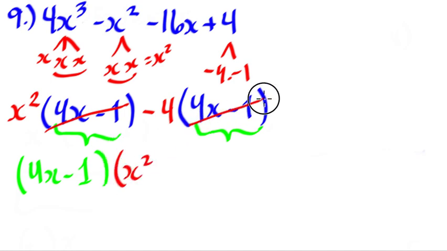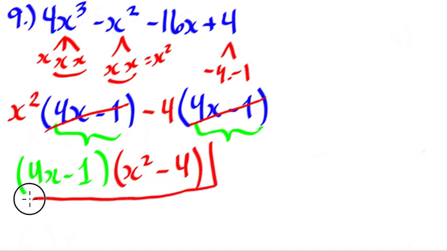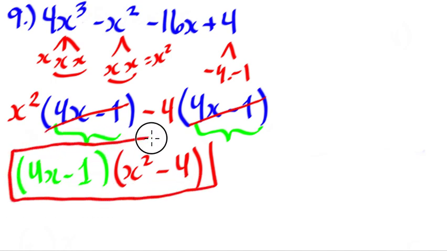Here we also took the 4x minus 1, and what is left is x minus 4. And this can be the answer. Again, why did I say can be the answer? Because again, we can see here the difference of two squares, if you really want to write that.